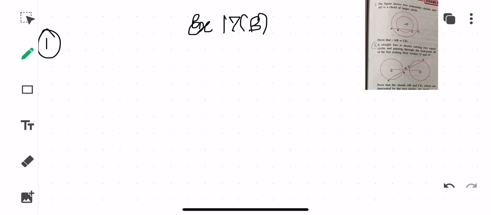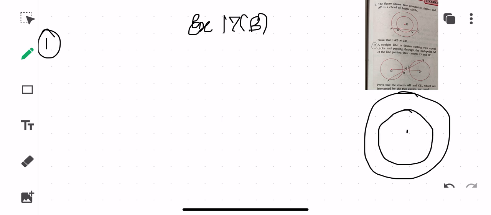So this is our first figure which has been given. Here there is a circle. The figure shows two concentric circles and AD is a chord of the larger circle. Suppose this is my center, and here also I am having a circle. So this is what has been given. I have been given a chord like this, and this is AB and then this is CD. So this is the figure which has been given.